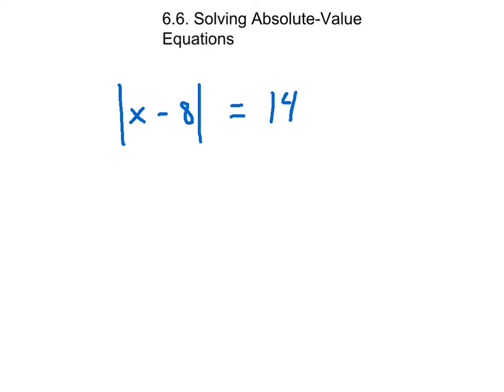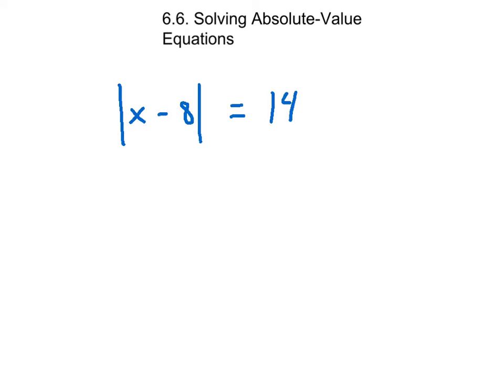We have to remember that whatever's inside the absolute value sign can have a positive value or a negative value and still equal a positive answer. For instance, the one you're looking at right now, the absolute value of x minus 8 equals 14: the expression x minus 8 could have a value of negative 14 or positive 14, and when you take the absolute value of it, you'd still get a positive 14 answer.